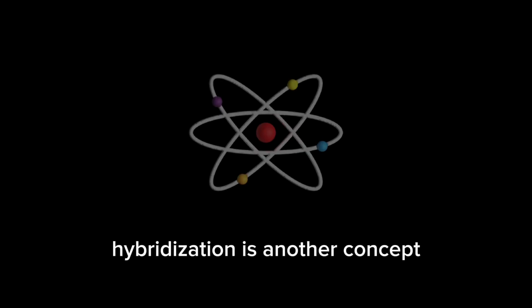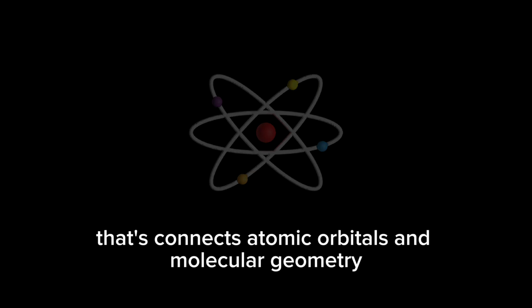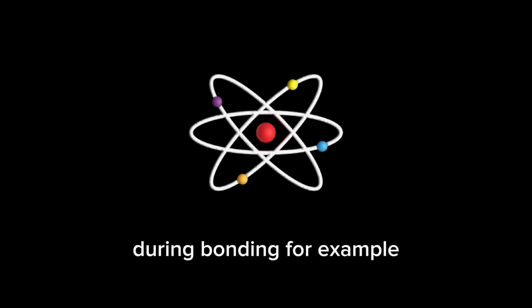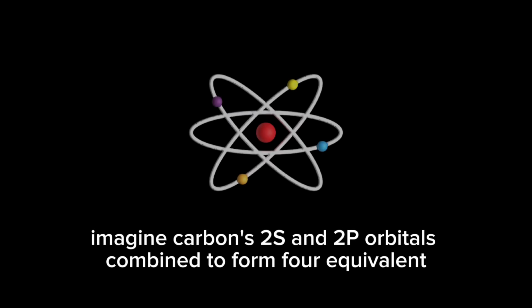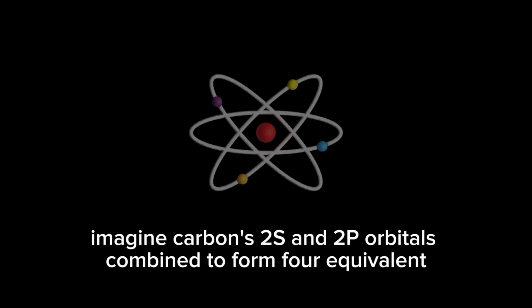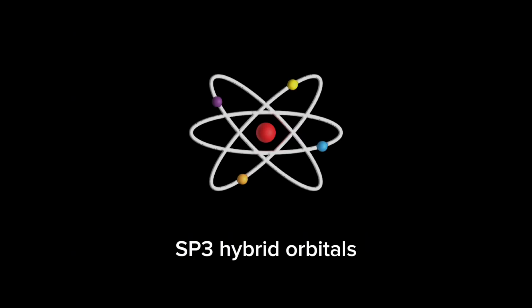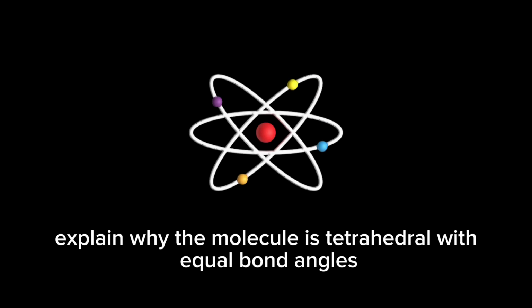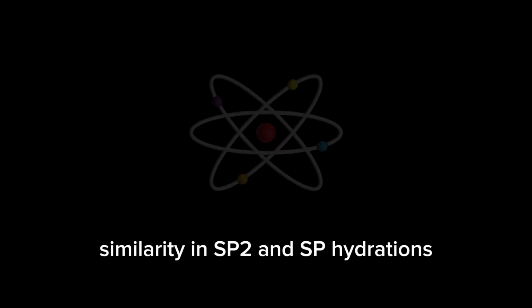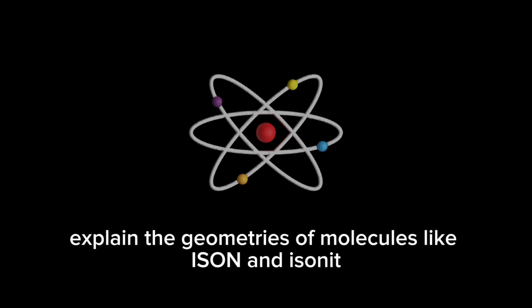Hybridization is another concept that connects atomic orbitals and molecular geometry. It describes how atomic orbitals mix to form new hybrid orbitals during bonding. For example, in methane, carbon's 2s and 2p orbitals combine to form four equivalent sp3 hybrid orbitals. This explains why the molecule is tetrahedral with equal bond angles. Similarly, sp2 and sp hybridizations explain the geometries of molecules like ethene and ethyne.